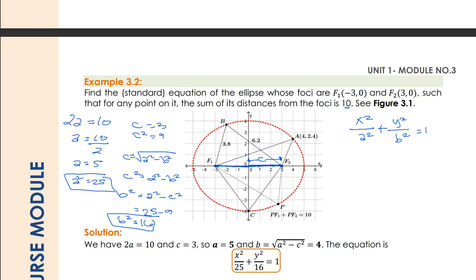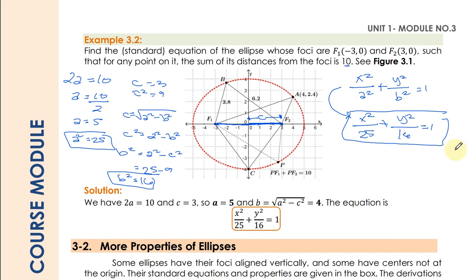Then we can plug these in here. So x squared over a squared, which is 25, plus y squared over b squared, which is 16, is equal to 1. This will be our standard equation. That is easy. Okay, so section 2 of this module will be discussed in the part 2 video discussion.